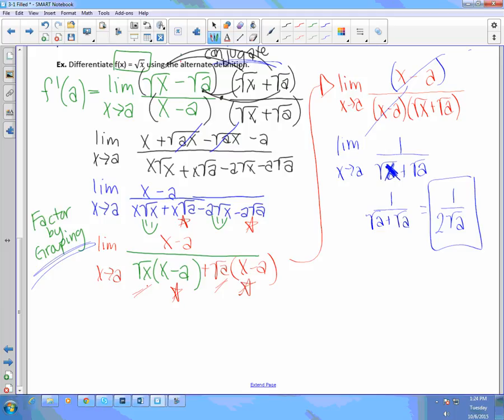Okay. If you were asked, it's kind of a weird situation, you need to find the derivative using both definitions, the alternative and the original. Okay, put it all to the back.